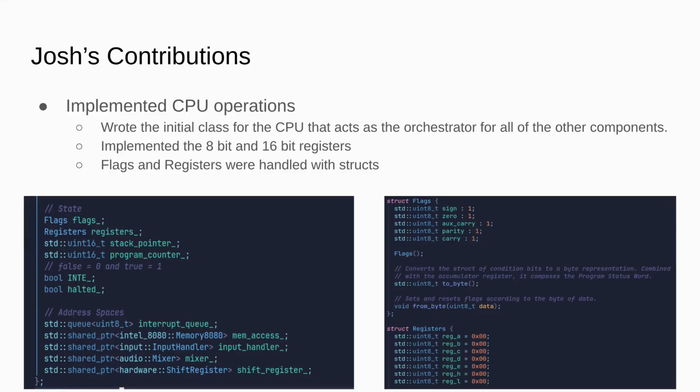Booleans are utilized to orchestrate the interrupt process. The public function step is used to read the next byte of memory pointed to by the program counter, which is then interpreted by a switch statement to execute specific opcodes. Here is some code highlighting the state of the CPU and pointers to its shared components, as well as showing the flags and registers being implemented with structs to group together CPU state while making everything easily accessible.